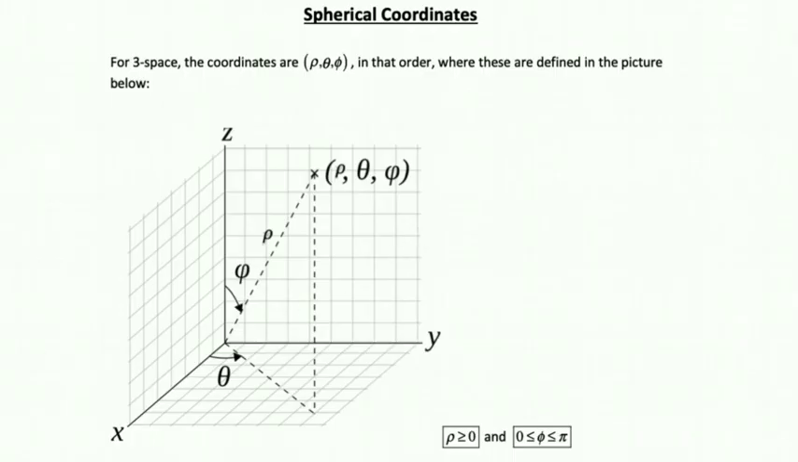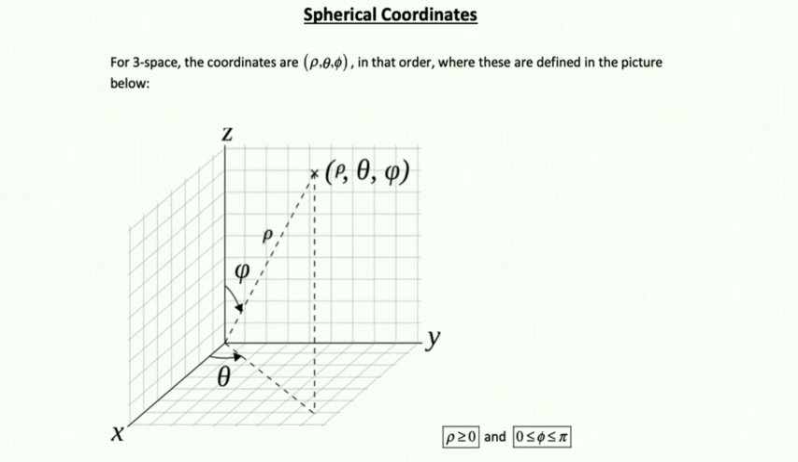Okay, let's talk about another system of coordinates for 3 space called spherical coordinates. Spherical coordinates are really useful when you've got a figure that has origin symmetry. For 3 space, the coordinates are rho, theta, and phi in that order. These are defined in the picture below. Rho is the distance from the origin to the point in 3 space. Theta is the regular polar angle that you would think of in cylindrical or polar coordinates. So imagine taking the point and projecting it down into the xy plane, and then forming the ray from the origin to that projected point. The angle between the positive x-axis and that ray is what we would call theta.